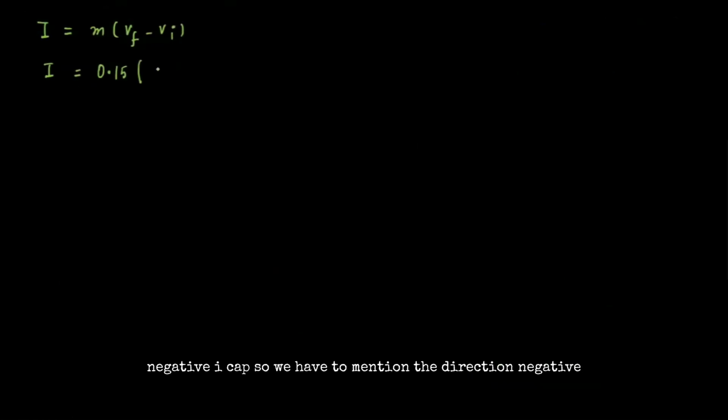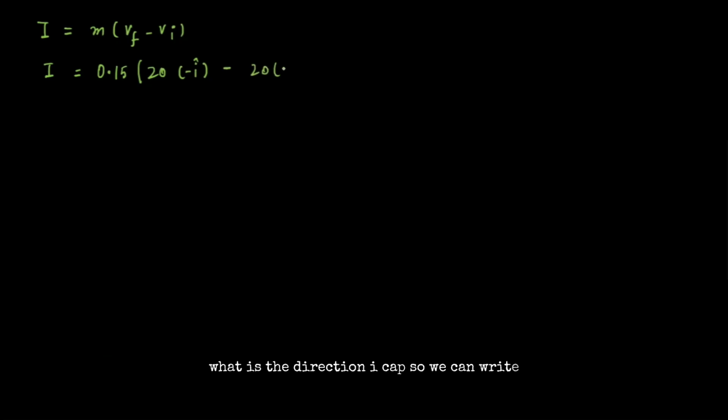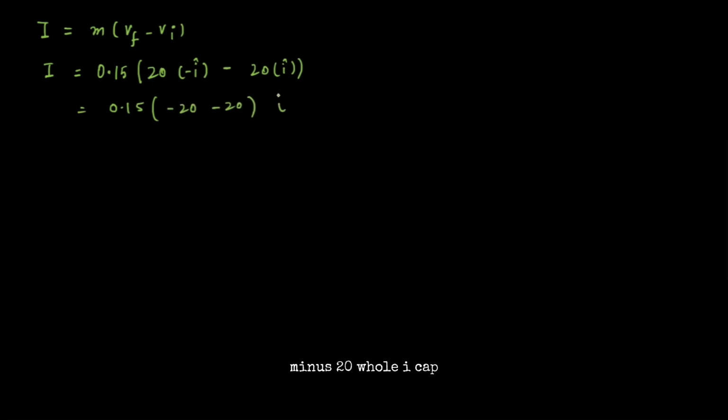So we have to mention the direction. I should not write the negative first; we should write 20 negative I cap, like that. Minus, what is the initial velocity? It is 20. What is the direction? I cap. So we can write it this way. It is going to be 0.15, and this negative sign will come forward: negative 20 minus 20, whole I cap. Did this make sense, how the direction is being explained here?